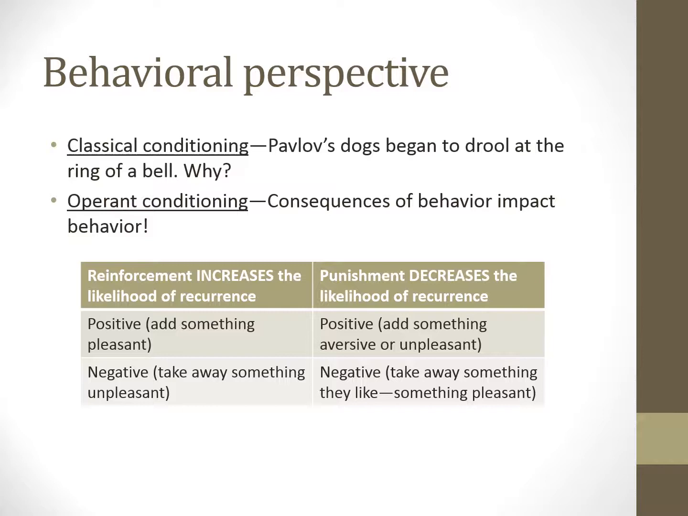Punishment always is intended to decrease the likelihood of the behavior recurring. A positive punishment is adding something unpleasant, a spanking, a policeman giving you a ticket for speeding. Whereas negative punishment takes away something that you enjoy, something pleasant, such as taking away video game privileges, losing your license for too many speeding tickets, and so on.